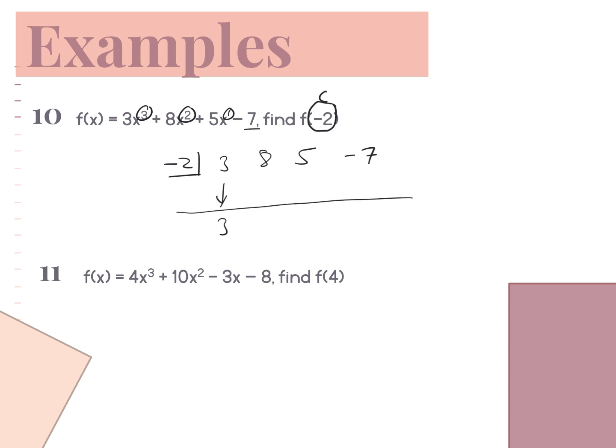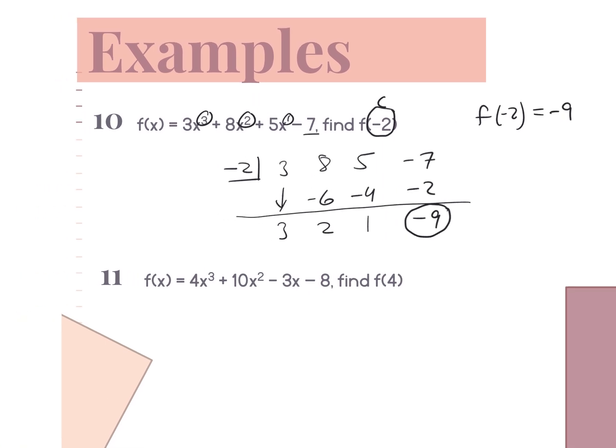Bring down the 3, and 3 times negative 2 is negative 6. 8 minus 6 is 2, times negative 2 is negative 4, 5 minus 4 is a 1, and 1 times negative 2 is negative 2, and then you get a negative 9. What we mean with remainder theorem is that when I plug in negative 2, I should get negative 9 as the answer, right? So what does this mean? This just means f of negative 2 is equal to negative 9, right?